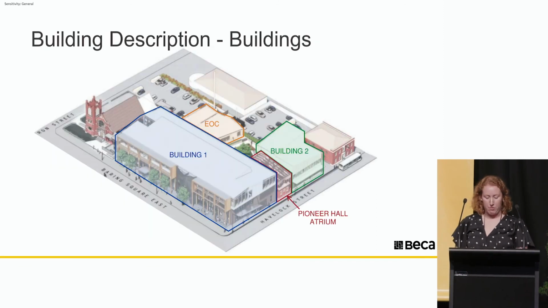The project is made up of 4 structures. Out front is Building 1, which is the main focus of this. It's a 3-storey structure housing the library and council chambers. Building 2, out the back in green, is a smaller, seismically separate version of Building 1, housing more of the library. Then we have Pioneer Hall, which is a facade retention of a heritage hall that will sit inside an atrium which is attached to Building 1. And out back, the EOC, which we had as a single-storey IL4 timber-framed building.